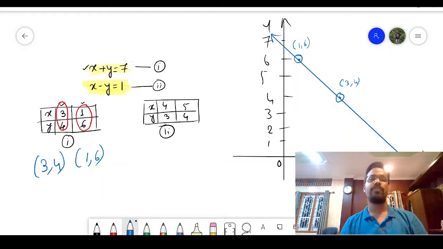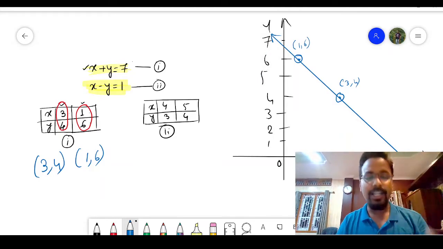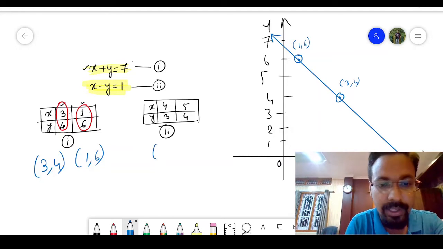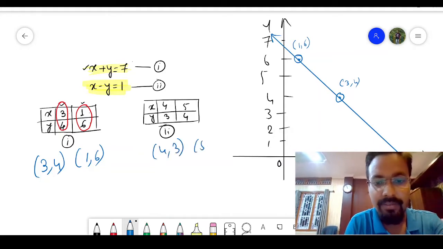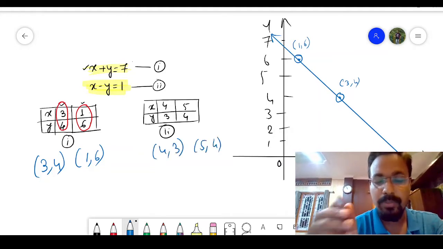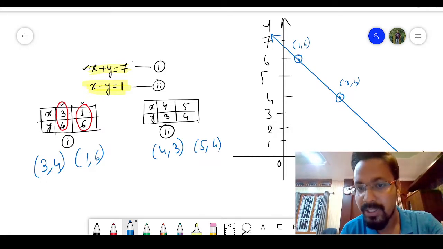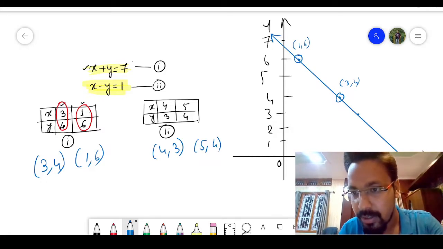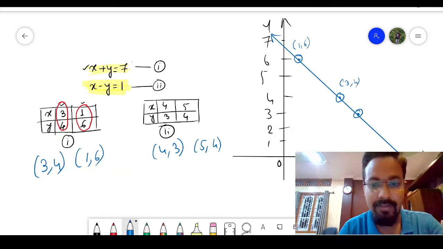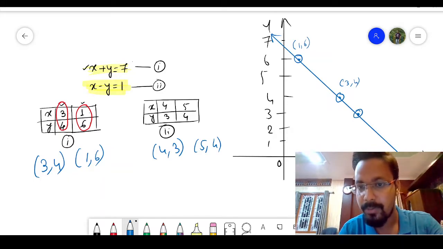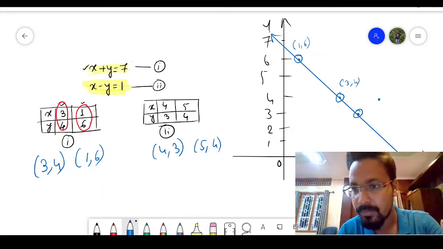Okay, this is our graph for equation number 1. Similarly, we will plot the values here as well. Here we have 4 comma 3 and we have 5 comma 4. So let us plot these 2 lines. 4 comma 3 is going to be somewhere here, and 5 comma 4 is going to be somewhere here.